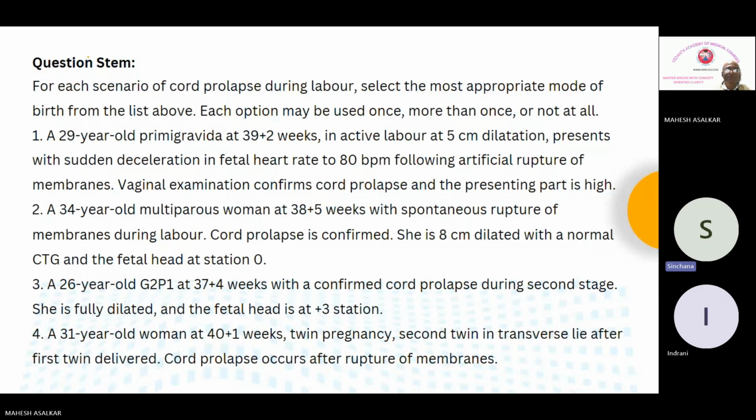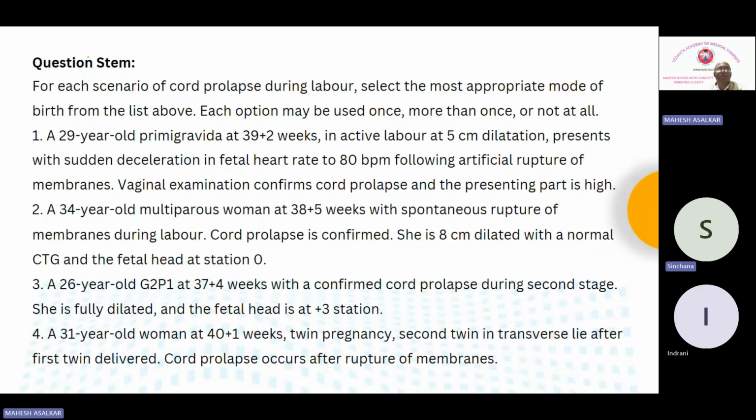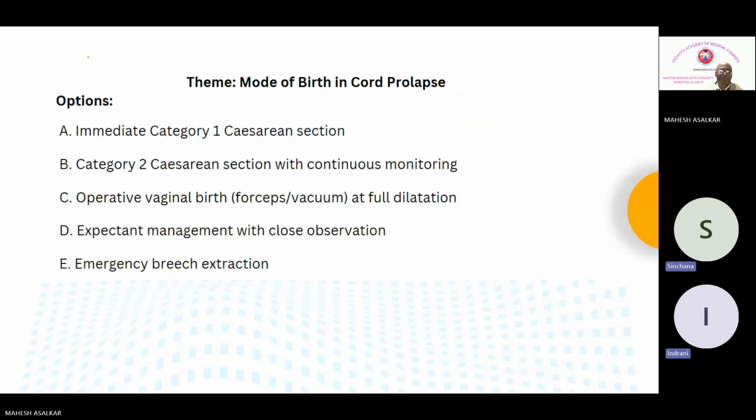A 29-year-old primigravida at 39 plus 2 weeks in active labor at 5 centimeter dilatation presents with sudden deceleration in fetal heart rate to 80 beats per minute following artificial rupture of membranes. Vaginal examination confirms cord prolapse and the presenting part is high. For each scenario of cord prolapse during labor, select the most appropriate mode of birth from the list above. So first question, you have understood. Shall I show the options?